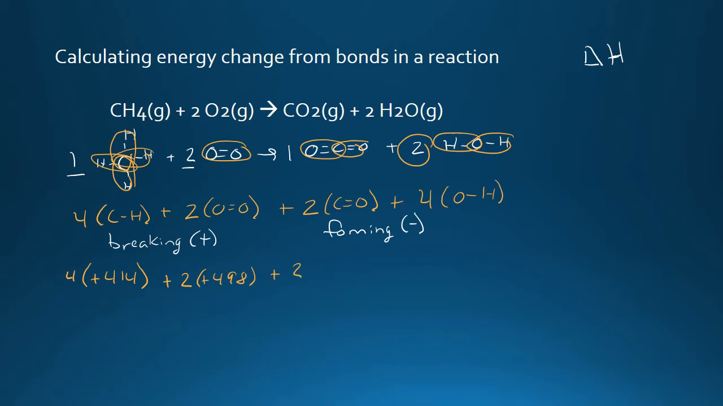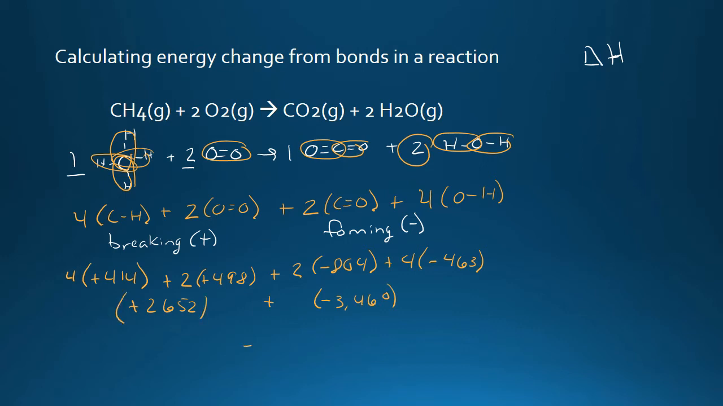So now we have 2 C double bond O's. If you look, C double bond O has a number of 804 in table 11. But because it's being formed, we need to change that to a negative. So it's negative 804. And lastly, we have 4 OH bonds. And again, you're going to see that the OH bond has 463. Because it's being formed, it becomes negative 463. So then for our breaking, we have a positive 2,652, plus our forming side has a negative 3,460.